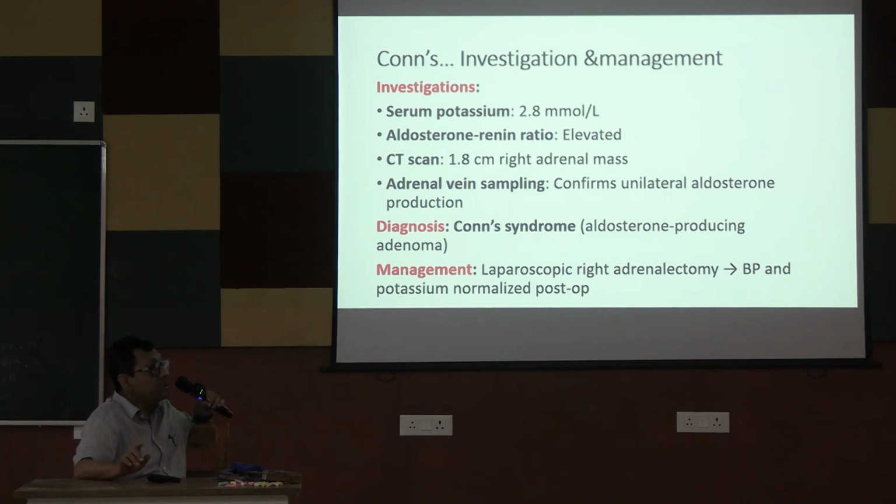If you get up to this, to confirm the diagnosis, what will you have to do? Adrenal vein sampling for the aldosterone, which is not a very important clinical tool, because very rarely can we do this adrenal vein sampling. But this is the best way to establish that the patient is suffering from Conn's disease. Diagnosis of Conn syndrome is established by doing these chemical examinations, and the treatment is very clear. It is the laparoscopic right adrenalectomy, and BP and potassium normalized in the postoperative period.